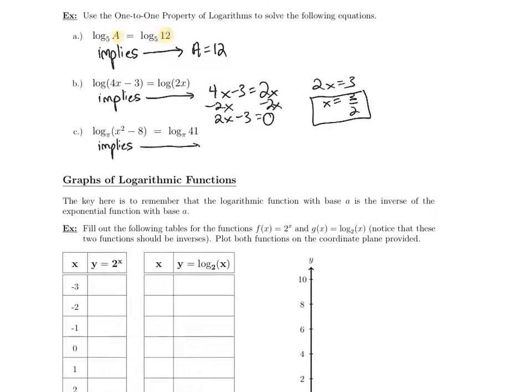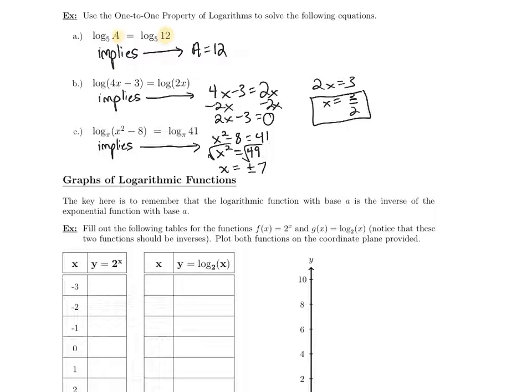So by the one-to-one property, this implies that x squared minus 8 is equal to 41. And to solve this type of quadratic, it's simplest to get the square term all by itself. And then we're going to take the square root of both sides. And notice that this is going to lead us to plus or minus 7. But I want us to be careful here and make sure that both of these answers make sense once we plug them into the logarithm.